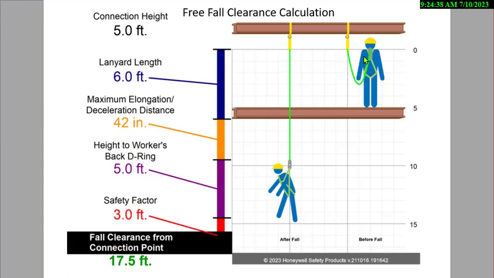But remember, if you can't get the free fall distance, it doesn't matter if you got these 3 numbers. The height of the D-ring is 5 feet. That means the bottom of my feet to the D-ring is 5 feet. And the anchorage, the lanyard and the harness will slip up on you. It'll start to pull up. And they add a 3-foot safety factor.